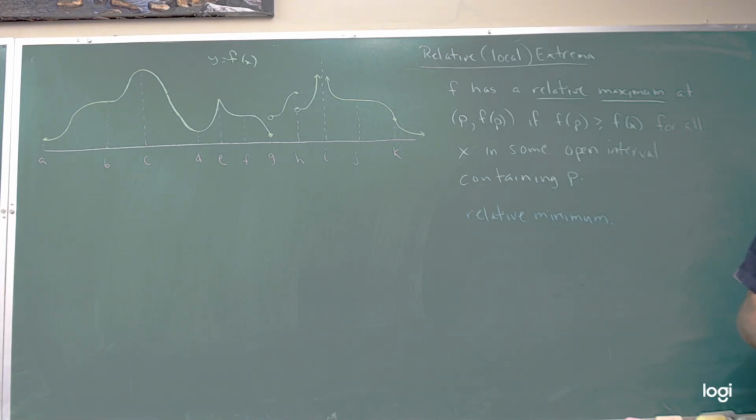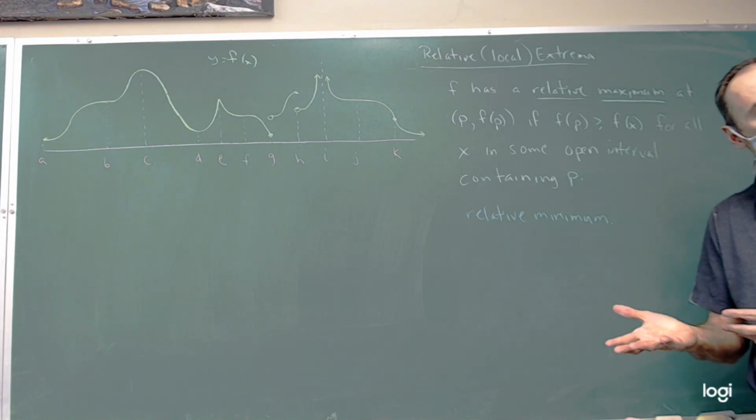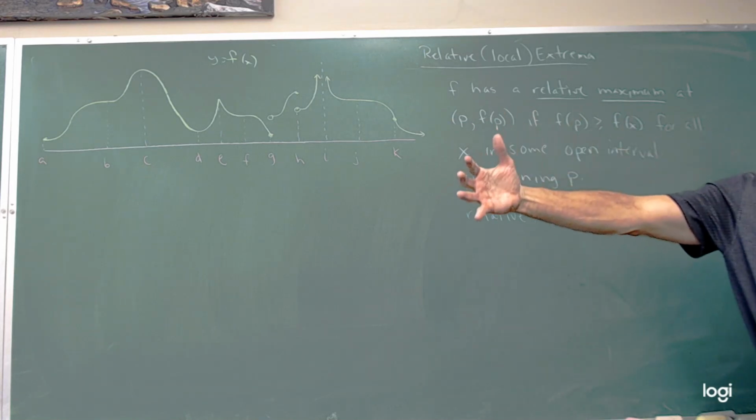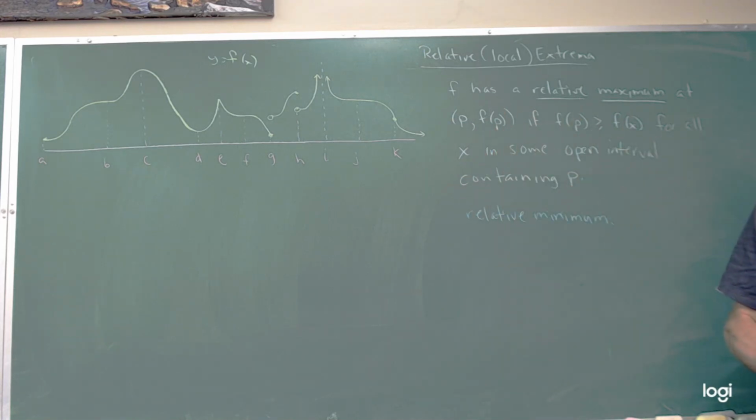Which will get more confusing in the next few days because we're going to talk about an absolute maximum and an absolute minimum, which is the largest y value that the function takes on in whatever its domain is. And those will have to be given as y values, not as ordered pairs. And then it gets confusing. But a relative max or a relative min must be given as an ordered pair, unless specifically directed otherwise.